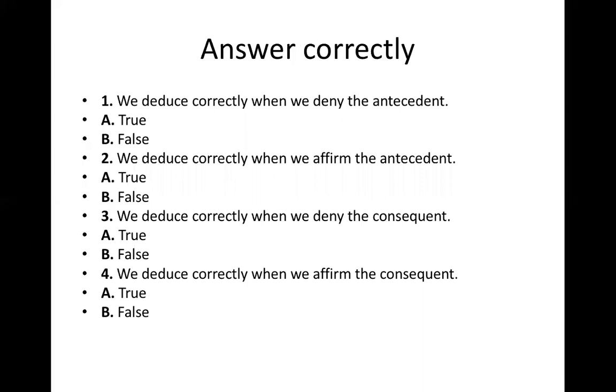Now let's look at this brief exercise. We deduce correctly when we deny the antecedent, true or false? We had said it is false. When you deny the antecedent, you don't deduce correctly. We deduce correctly when we affirm the antecedent. That is true. We deduce correctly when we deny the consequent. That is true. We deduce correctly when we affirm the consequent. That is false.